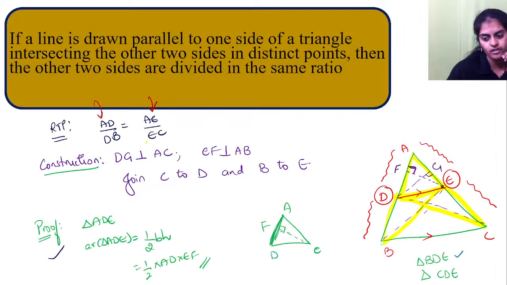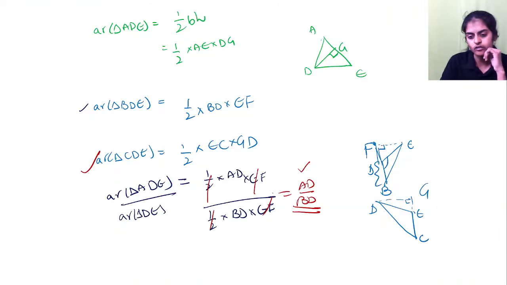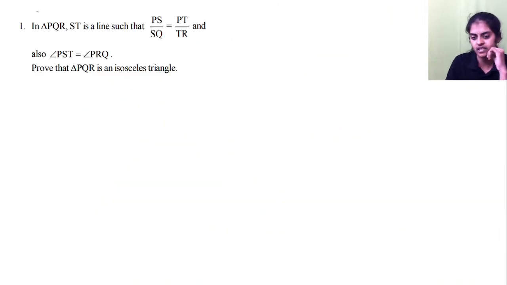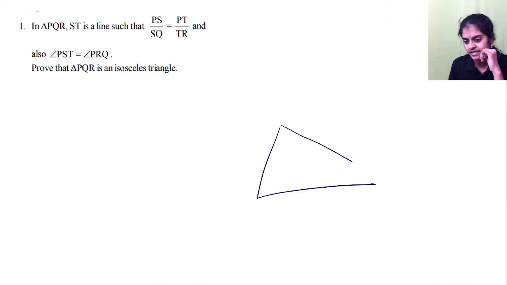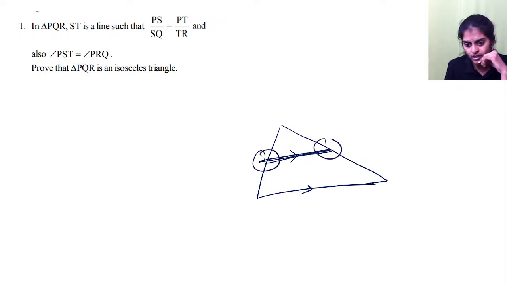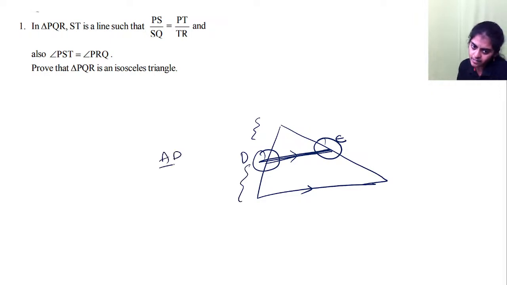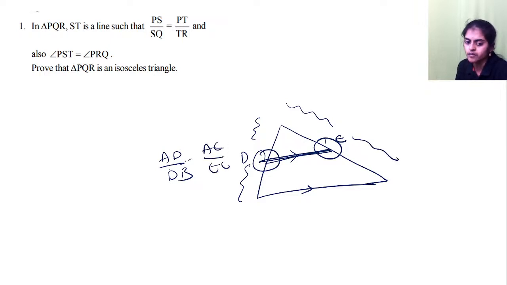So first, what we are doing is we took 3 triangles. See, this is the triangle. I have taken one line parallel to one side, so these two are parallel. This line divides the other 2 sides also, right? Let's suppose they are dividing in the ratio AD by DB, and here the ratio is AE by EC. We have to prove these two ratios are equal.